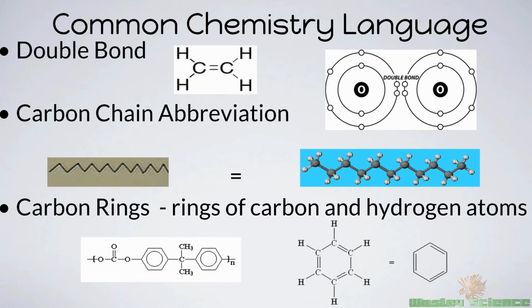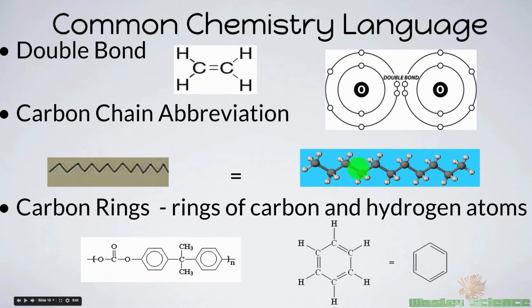So a double bond is something that you would often see in an example like this. This is ethylene, and in the middle you see an equal sign. That is the double bond, and what that represents is that there are not just one, but two different pairs of electrons being shared. You can see it over here on the right with two oxygens. They have created a double bond, so there's actually a total of four electrons involved in a double bond, two different pairs.